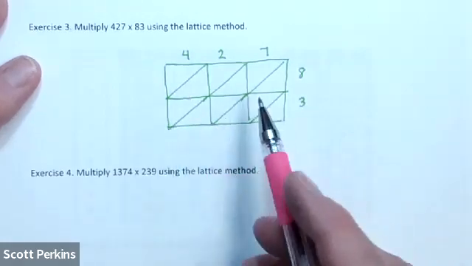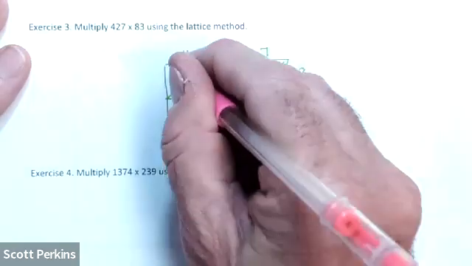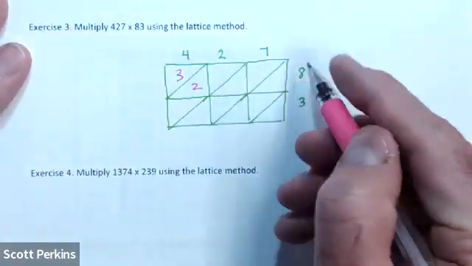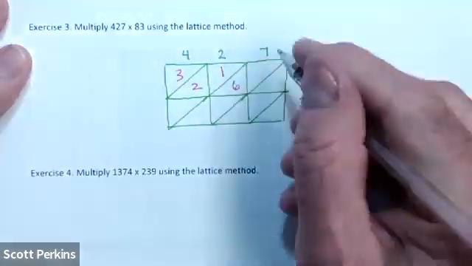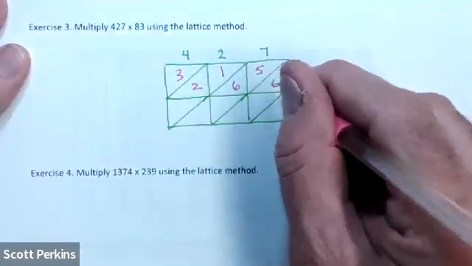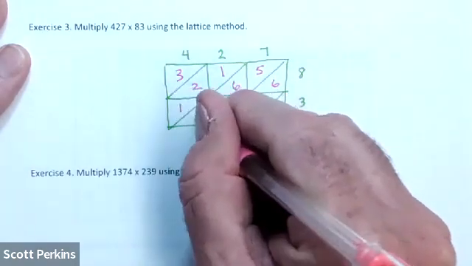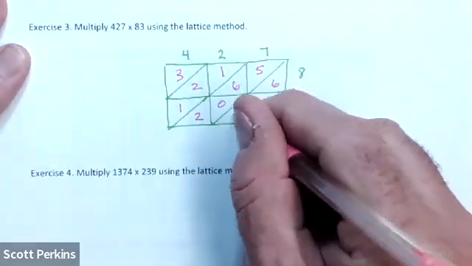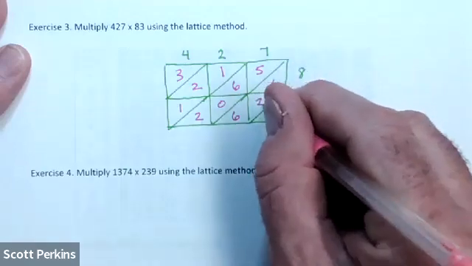So here's my lattice. 4 times 8, I'm going to have that as 32. 2 times 8 is 16. 7 times 8 is 56. 4 times 3 is 12. 2 times 3 is 6, and 7 times 3 is 21.